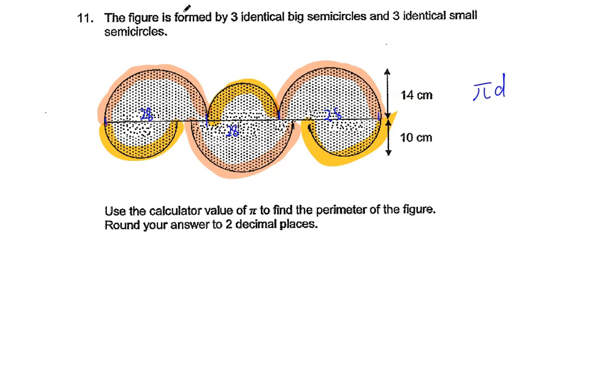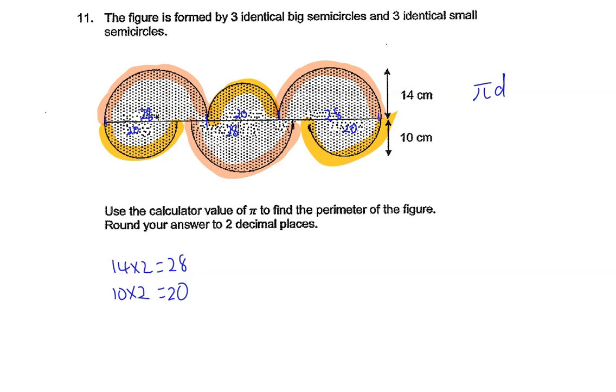Now next we find the diameter of the small semicircle. The large one was 14 times 2, we got 28. And the small one will be 10 times 2, correct? Over here the radius is 10. So 10 times 2, the diameter of the smaller semicircle will be 20 cm, correct? So over here is 20, 20, 20.